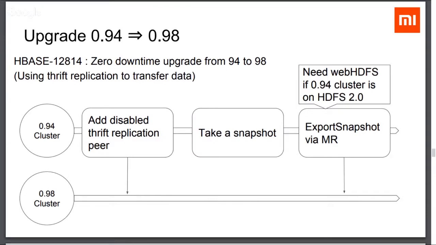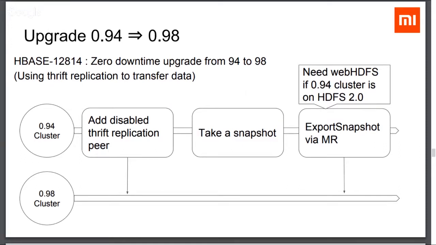At first, we have to use 2 clusters because we don't like downtime. One cluster is 0.94, the other is 0.98. And we use this Apache JIRA issue to support Thrift replication to transfer the data. Here is the flow of transferring the application from 0.94 to 0.98. First, we add a disabled Thrift replication peer to the 0.98 cluster and take a snapshot. And use export snapshot with MapReduce to copy the snapshot.